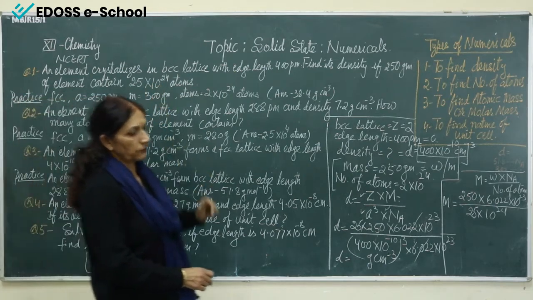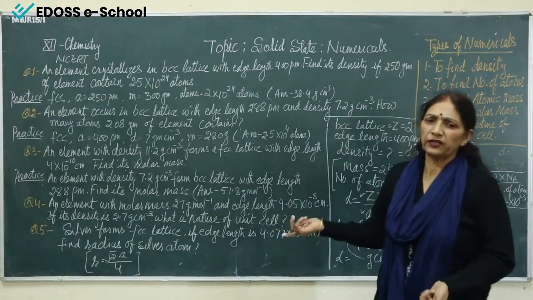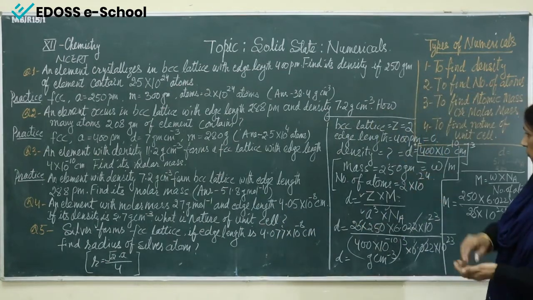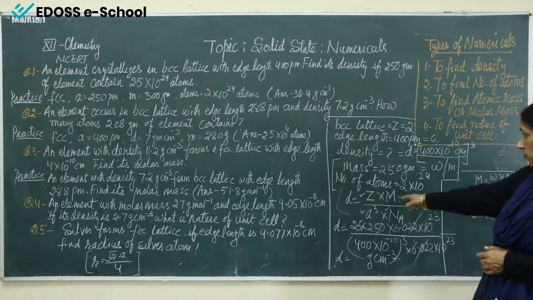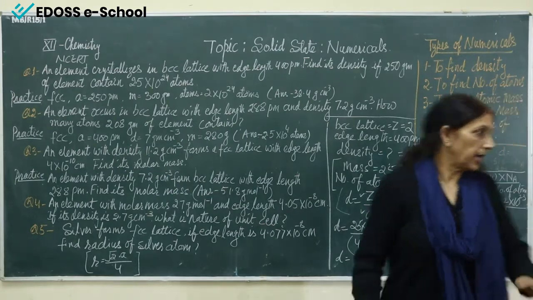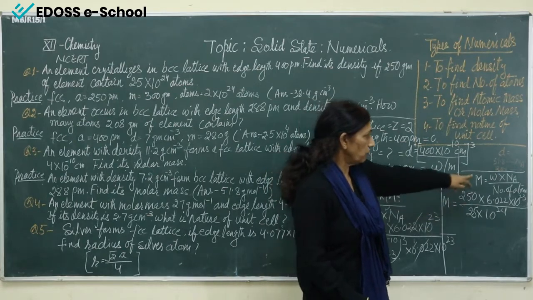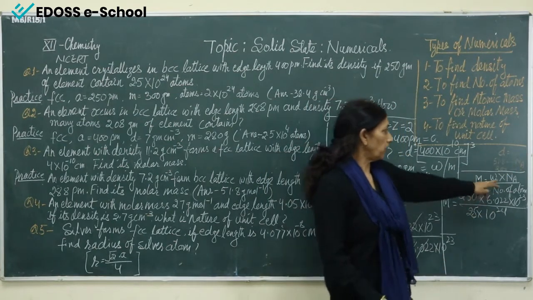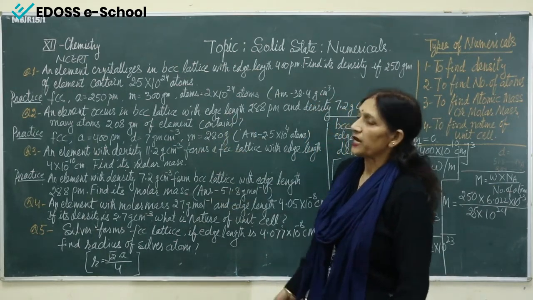Now second type of numericals are to find number of atoms. Now this was very easy to find the density. Okay. Here two formulas you have to keep in mind. One is this one to find the density, D is equal to Z into M upon A cube into Avogadro number, and another one for finding molar mass, M is equal to mass multiplied by Avogadro number upon number of atom. Now coming to second type of question.